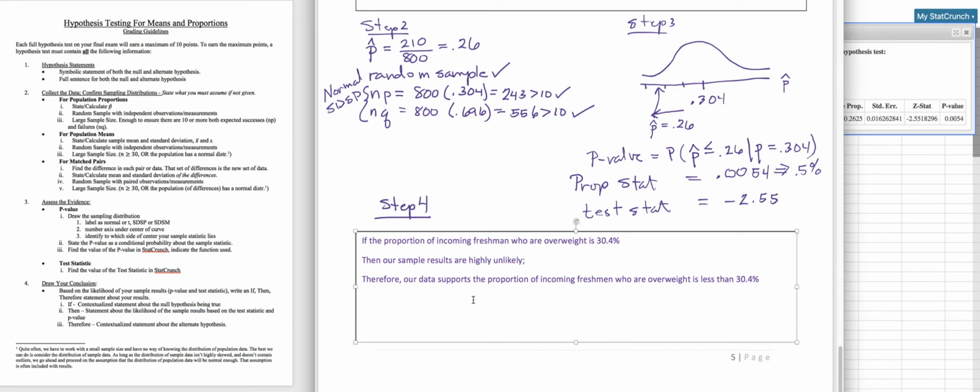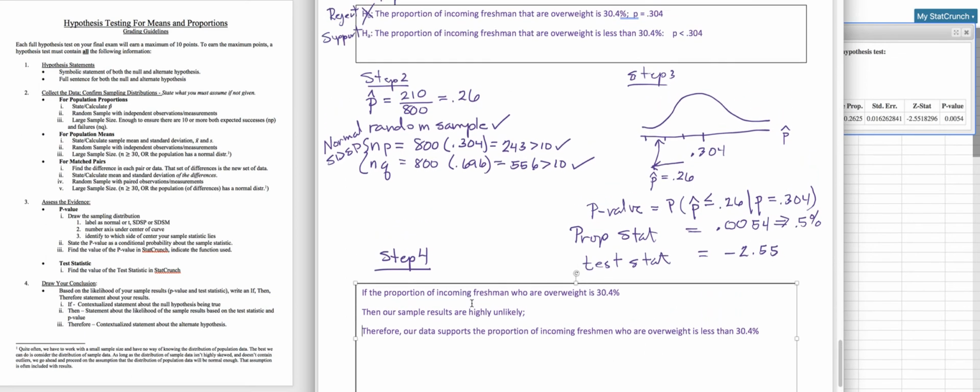All right, this is what I came up with for my final conclusion here. Remember, in the if part, it's about H0 being true, because we assume that's true when we set up our sampling distribution, when we calculate our p-value. So if the proportion of incoming freshmen who are overweight is 30.4%, then our sample results are highly unlikely.